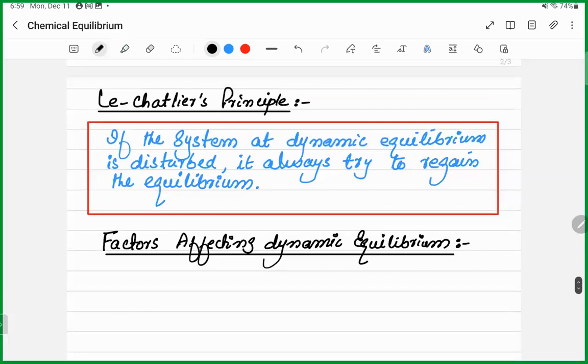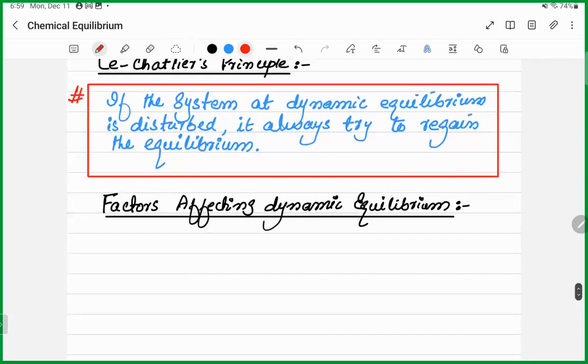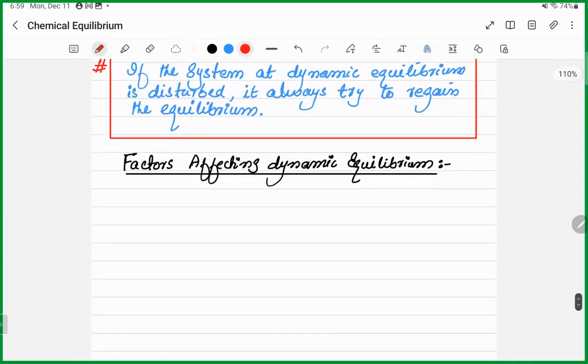ठीक है बेटा, so reversible reaction की definition, yes, they do ask in exam. Dynamic equilibrium definition, yes, and the Le-Chatelier's principle, ये तीनों चीजें exam में पूछी जाती हैं. These are the recalling stuff. You have to rewrite it as it is. Clear? So factor affecting dynamic equilibrium, the first factor that can affect a dynamic equilibrium is basically the concentration.